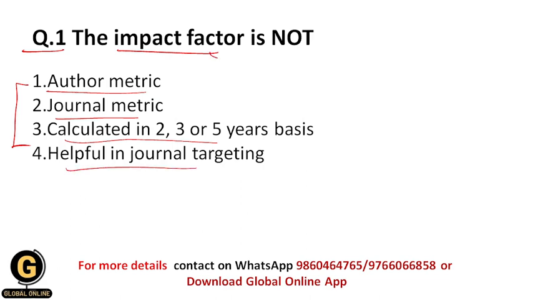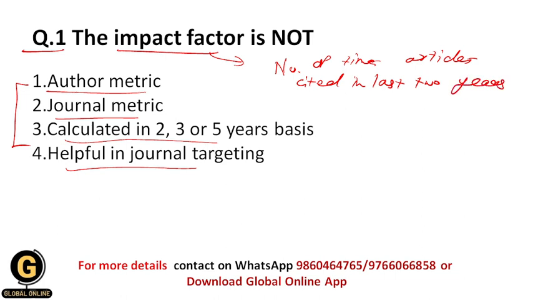Let us see first of all what impact factor is. Impact factor is calculated by dividing the number of times articles are cited in the last 2 years by the total number of publications in these 2 years.